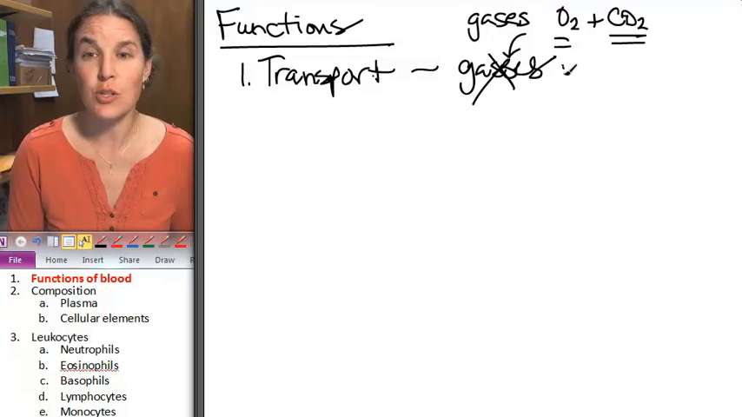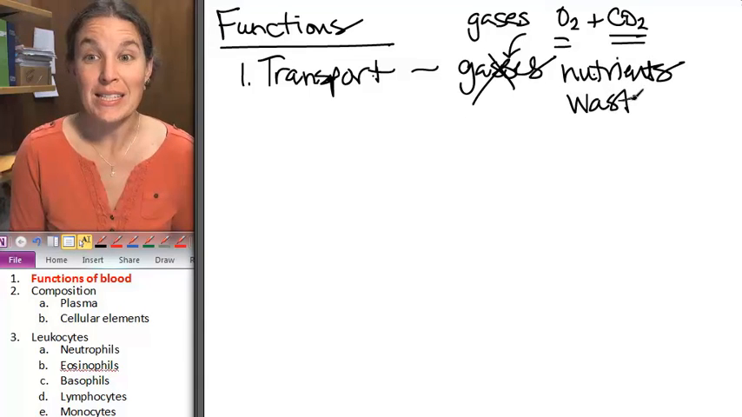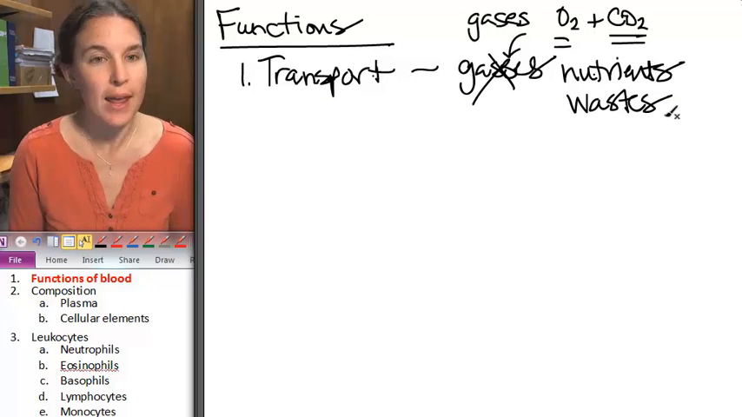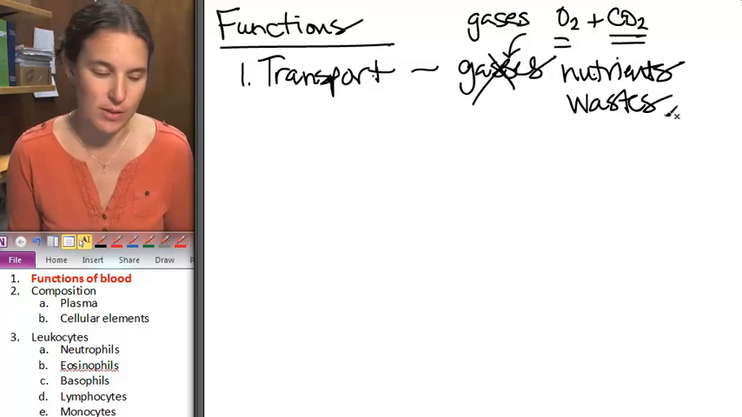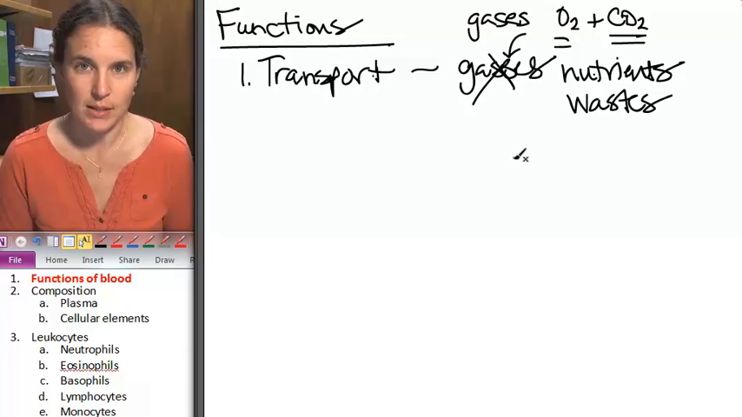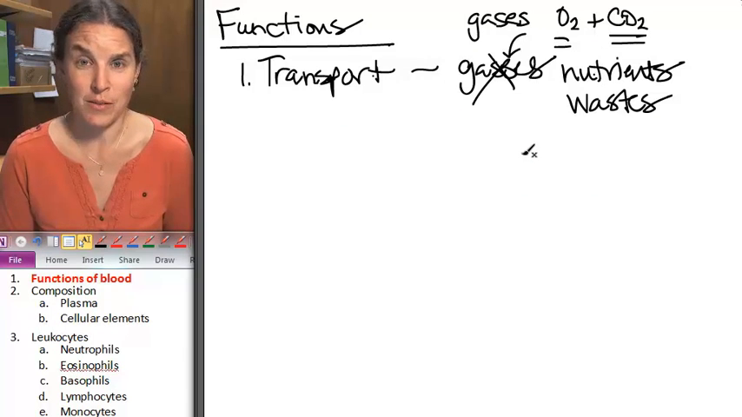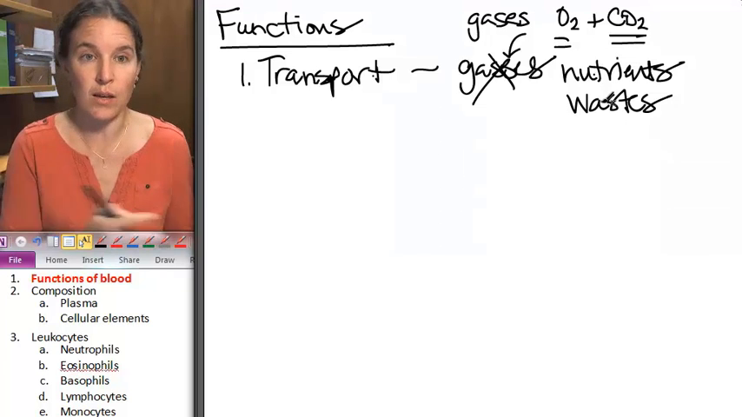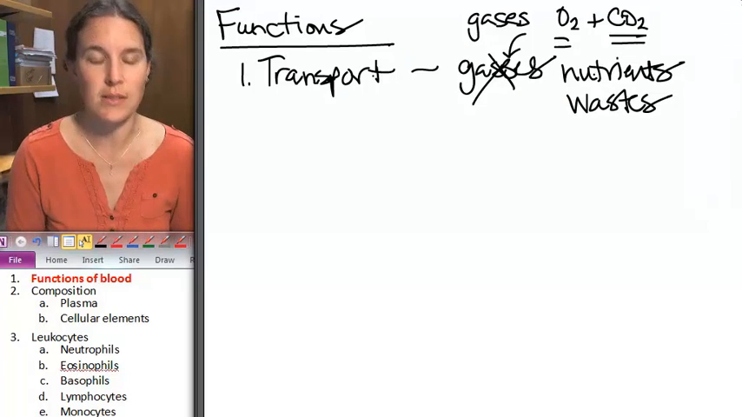What else? Nutrients. Got to have some food. Wastes. You got to get rid of the poo-poo that every cell in your body produces. It really isn't poo-poo, but it's basically like poo-poo. You don't want to keep that stuff around. Let's get rid of that. So your blood will take care of moving all of these things around to the cells that need them.